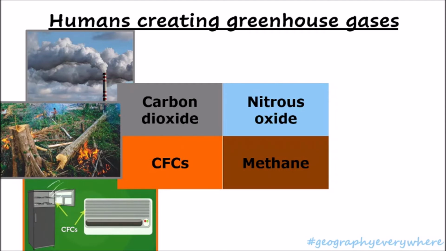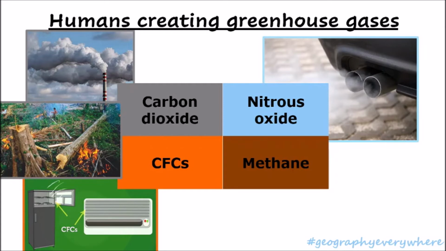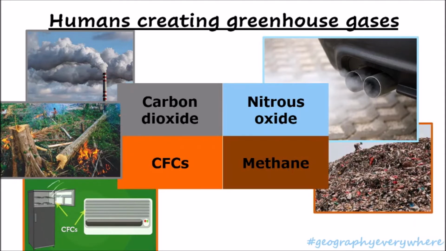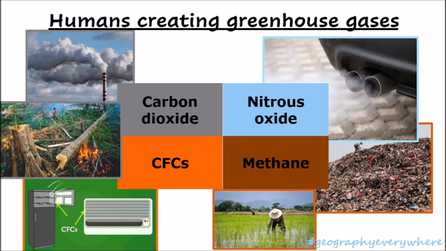Chlorofluorocarbons, or CFCs, are released from the cooling parts of fridges and air conditioners. Nitrous oxide is released mostly from car exhausts, power stations, and fertilizer, and methane is released from the decaying of organic matter, for example, in landfills, and a large amount of methane is also released from rice farming. So these ways all show how humans are creating even more greenhouse gases than we already have.